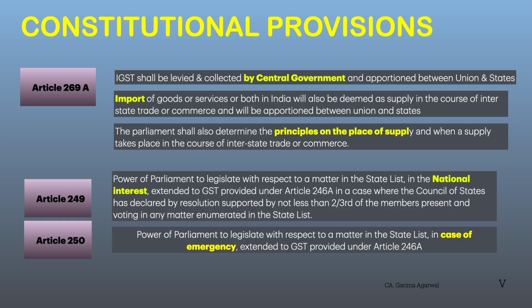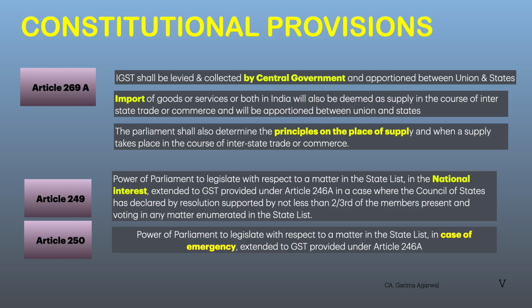This ensures imports are taxed at par with the domestic goods and forms a level playing field with the local manufacturers. Another key provision was the power to make rules, that is place of supply. So this article also gives Parliament the exclusive authority to formulate principles for determining when a supply qualifies as interstate versus intrastate. And it allowed the Parliament to legislate on state list subjects during specific situations. So this 2016 amendment also added goods and service tax provided under Article 246A to both these articles as well.